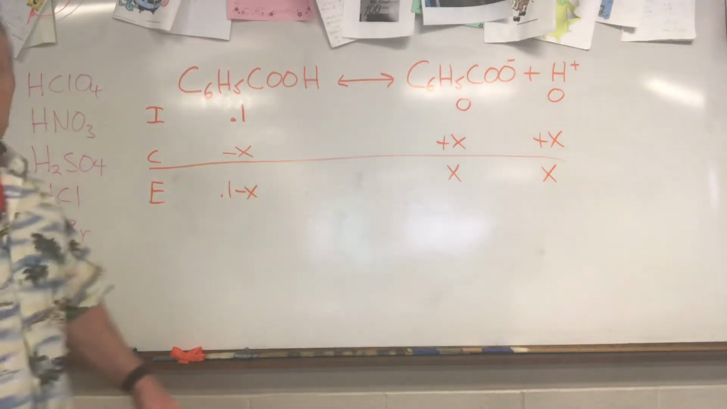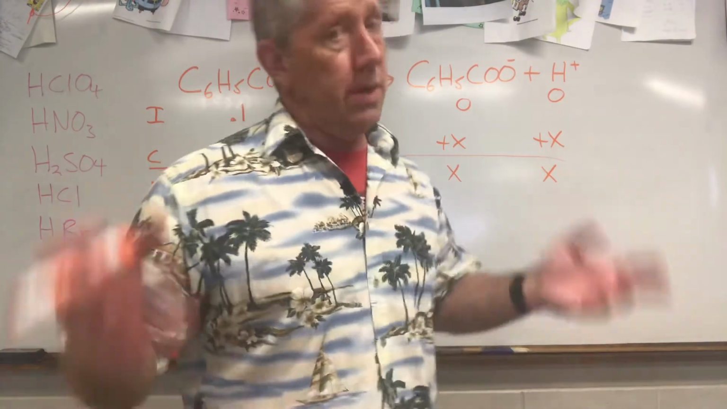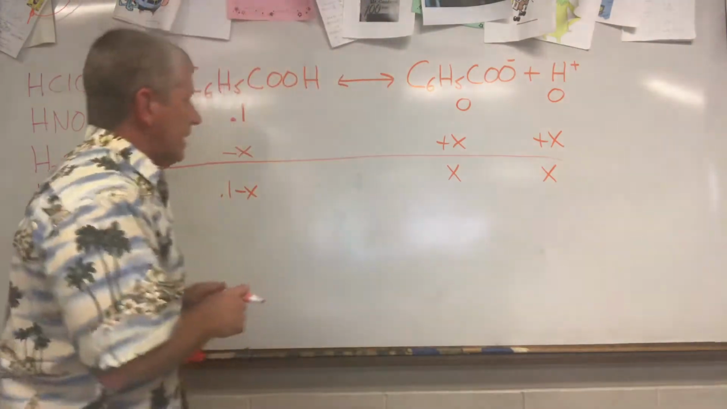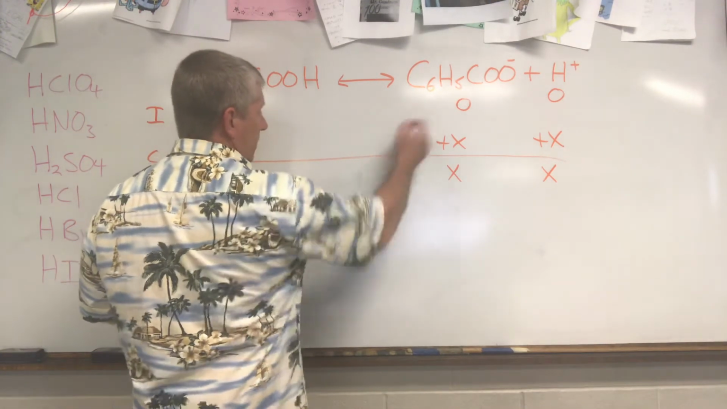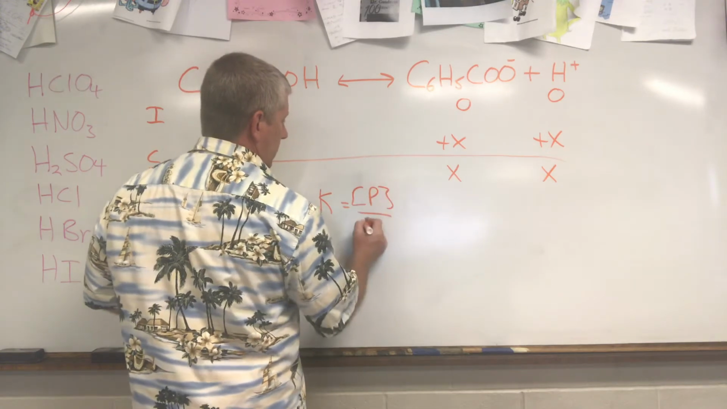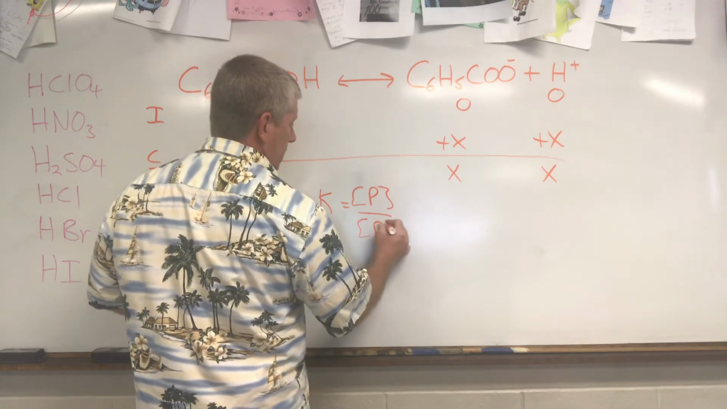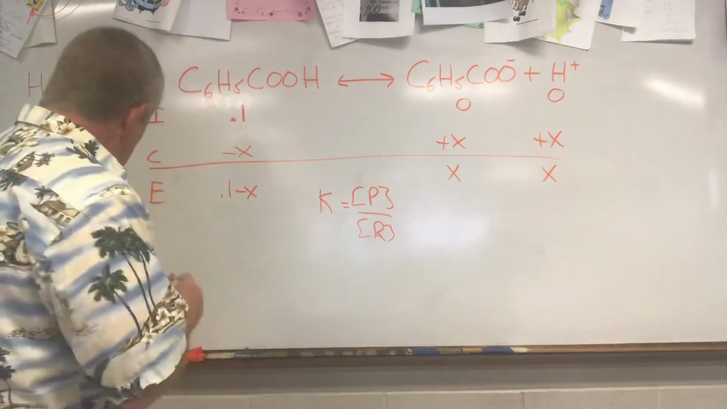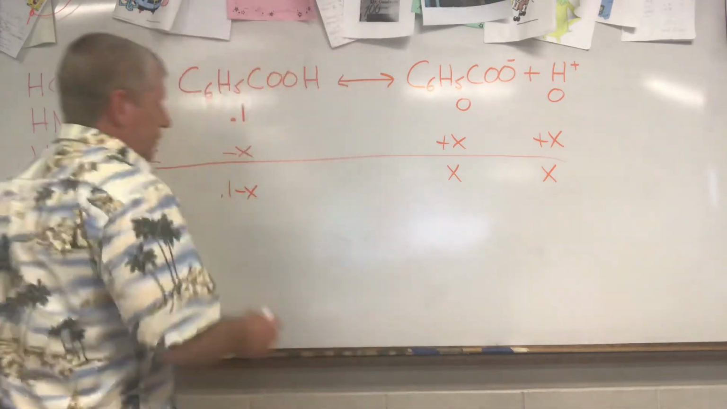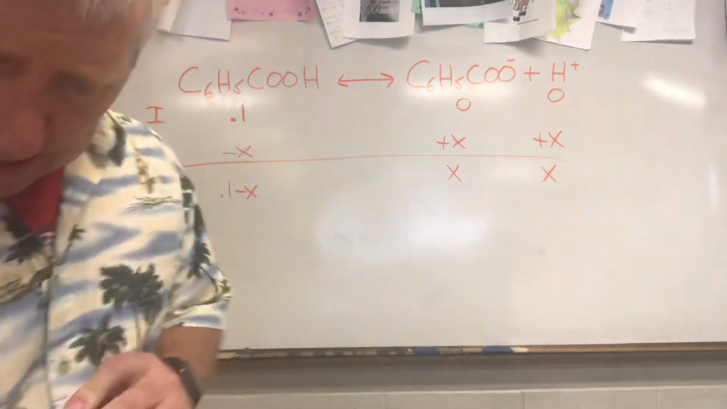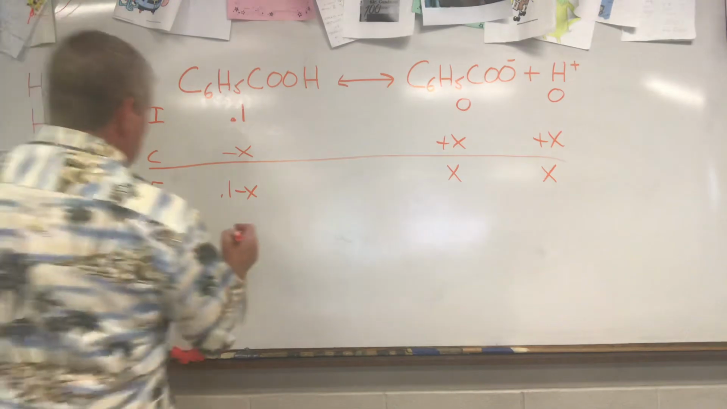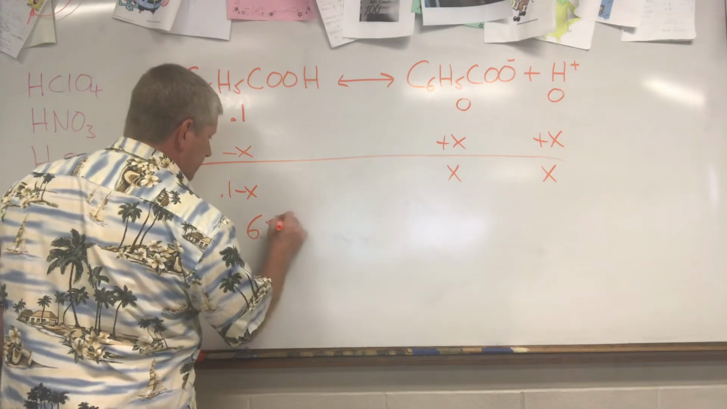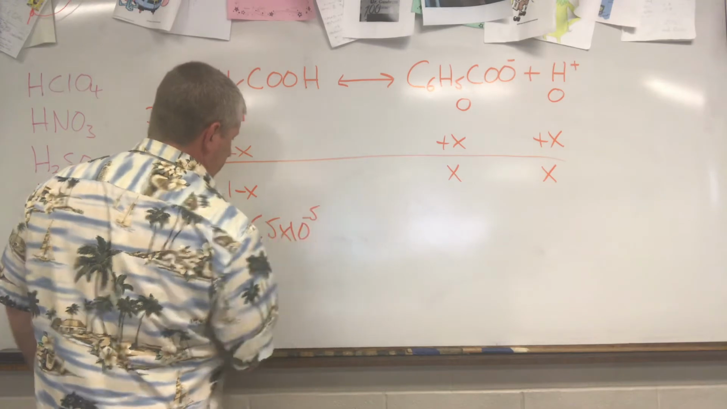All right. Set up a K expression. We're going to need this for a long time, people. You have to know how to do these. K expression is the concentration of products over the concentration of reactant. The K value for this was given to me in the problem as 6.5 times 10 to the minus 5. So that's my K value, and I'm going to put that in: 6.5 times 10 to the minus 5.